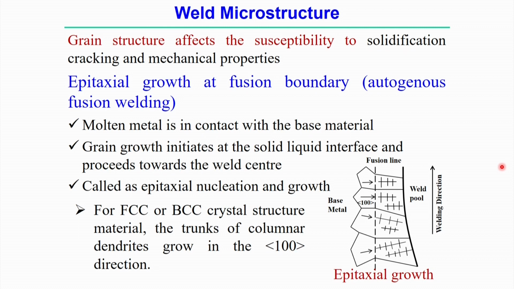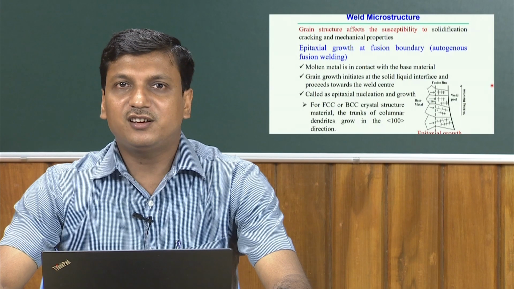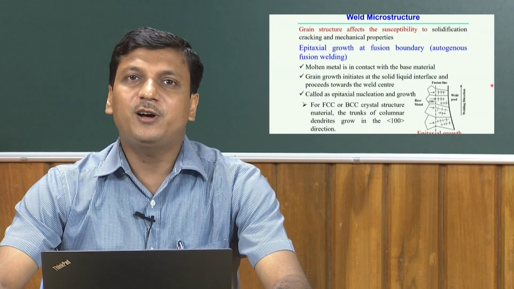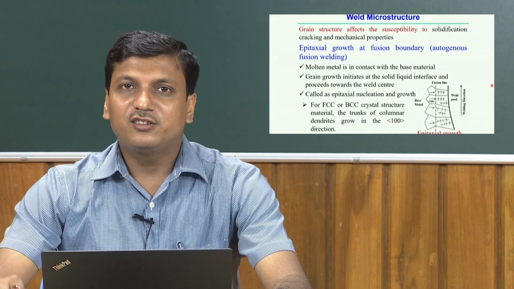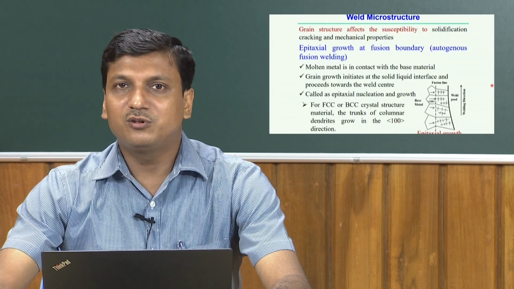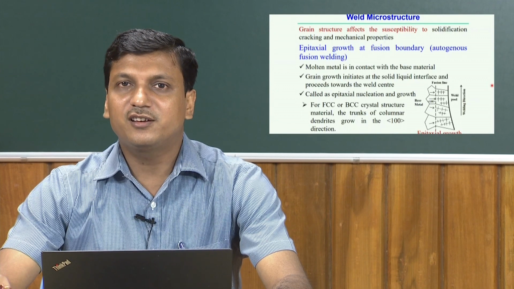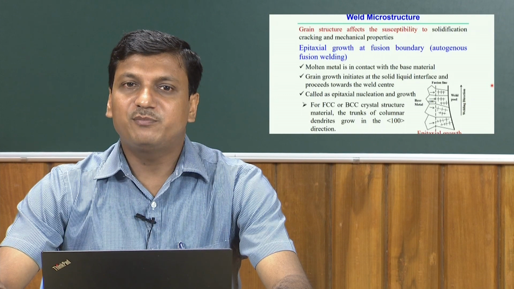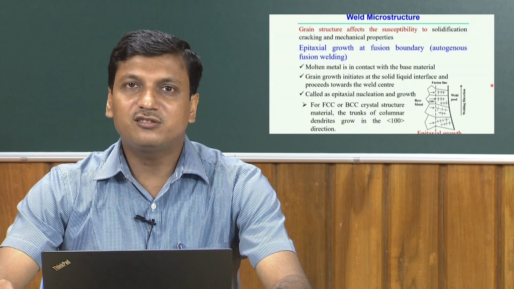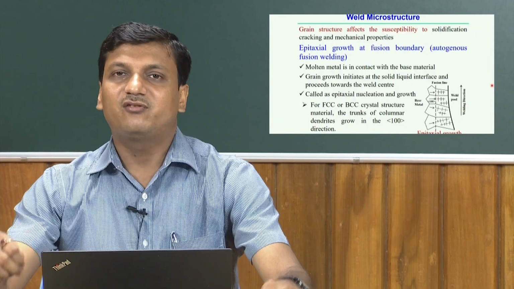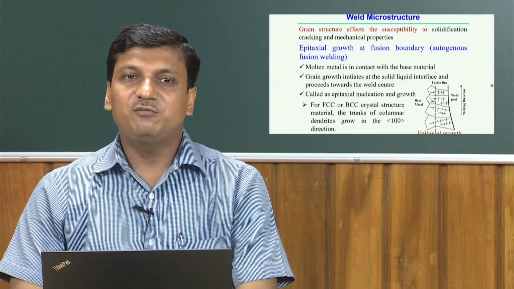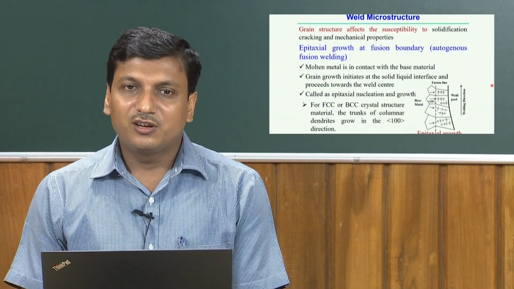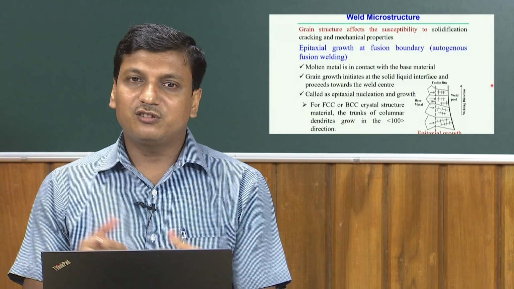Grain structure affects the susceptibility to solidification cracking, so it is very much linked with that, and finally, grain structure also defines the mechanical properties. So it is necessary to link the final microstructure with the expected mechanical properties, or whether any solidification cracking may occur or not. That kind of information can be obtained if we analyze the mechanism of grain structure, or weld microstructure, formation during the solidification process.